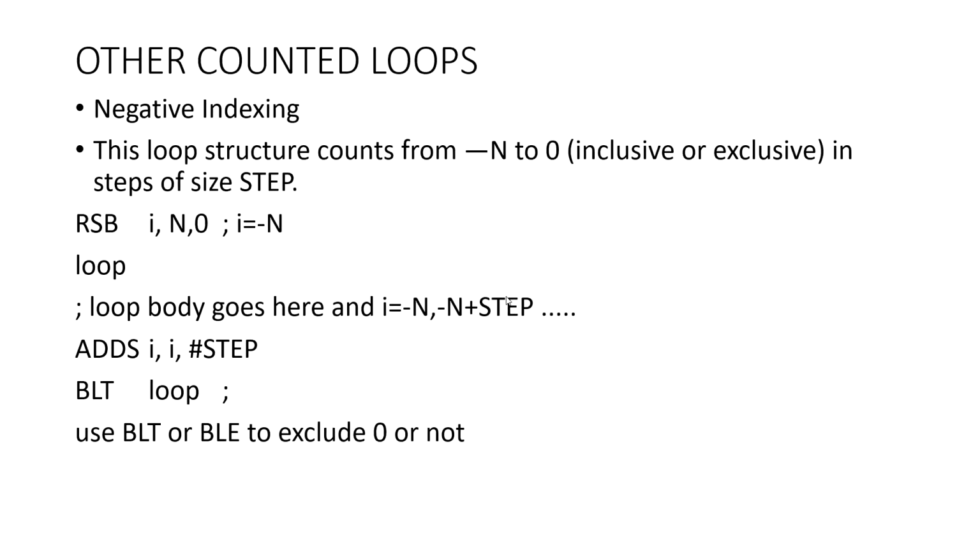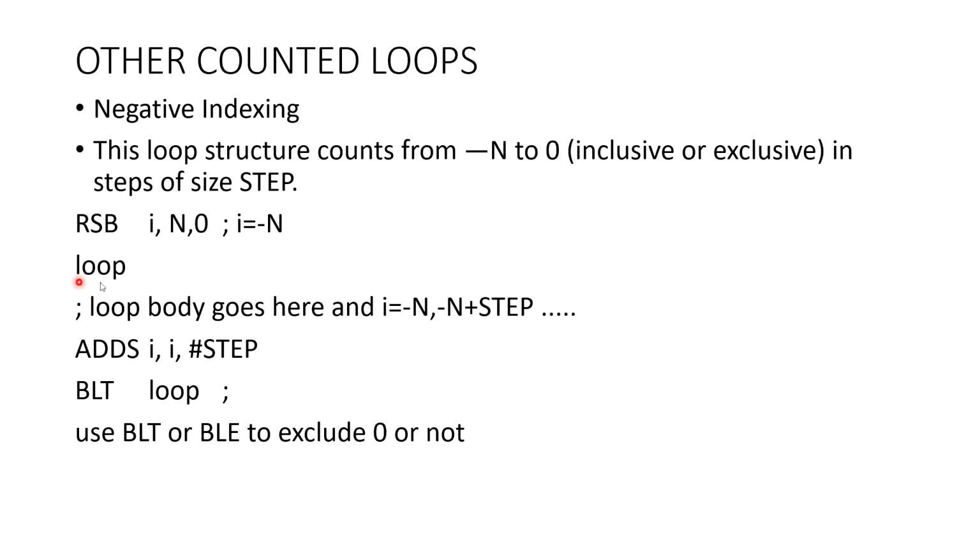So we have other counted loops. In the other counted loops, we have negative indexing and logarithmic indexing. In negative indexing, this loop structure counts from minus n to 0, in steps of the given size. That means the step which has been given. The program is like this: RSB, which is reverse subtract. I is equal to 0 minus n.